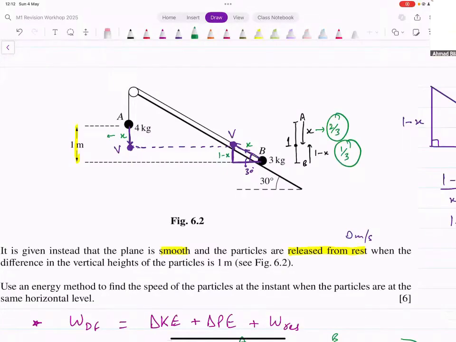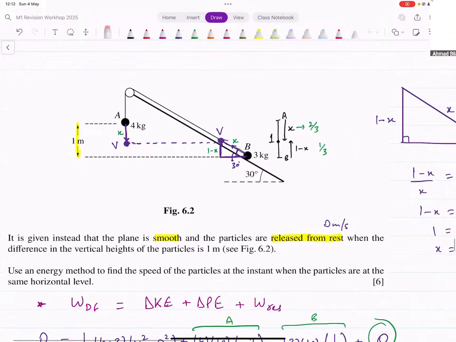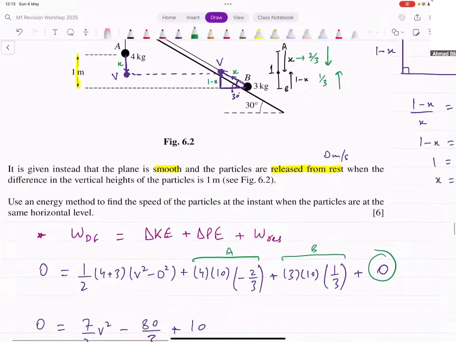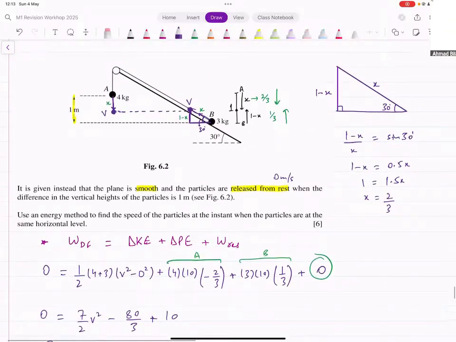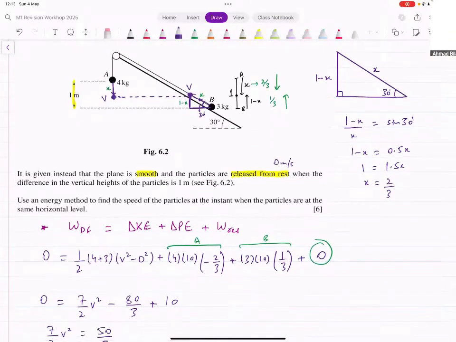1 minus x, that will become 1/3 then. So we know that A is going down by 2/3, and B is going up by 1/3. And now using that, we can find the change in potential energy. How do you do that? Work done by driving force, there's no driving force here. So we ignore that. Change in kinetic energy. Now, speeds are going to be common between them, right?